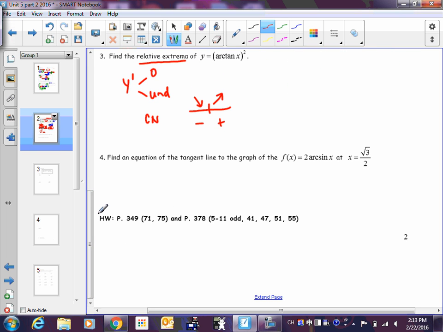But I really want to spend time on this 4, which is a tangent line. If you haven't noticed, we pretty much do tangent lines in every single unit because it's a repeated theme, and I just don't want y'all to forget because they're actually not that bad.